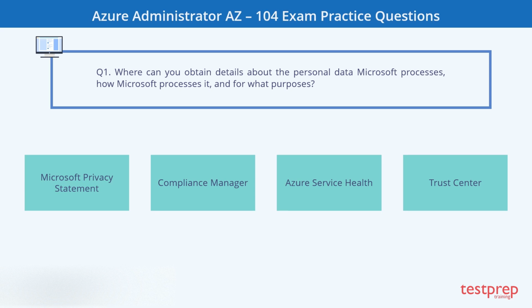Question 1. Where can you obtain details about the personal data Microsoft processes, how Microsoft processes it, and for what purposes? 1. Microsoft Privacy Statement. 2. Compliance Manager. 3. Azure Service Health. 4. Trust Center. The correct answer is 1. Microsoft Privacy Statement.